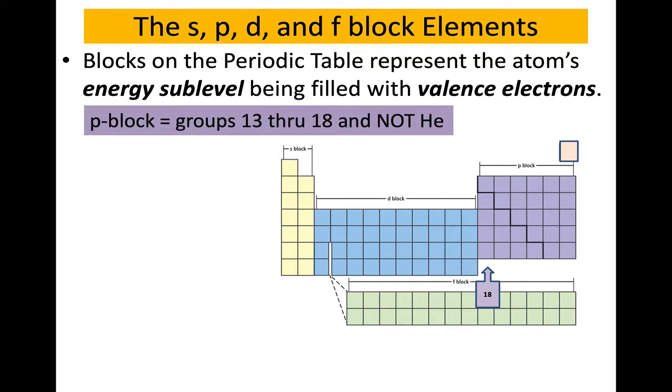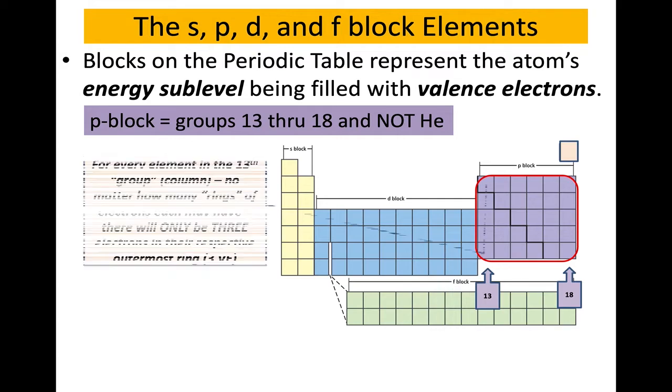The P block, groups 13 through 18, but we're not going to include helium even though it's over there. Typically helium would be sitting over here in the S block. So we'd move it over here. So we're just looking at below helium. So group 13 through group 18, that's that block, the P block. That has a little stair step in it.